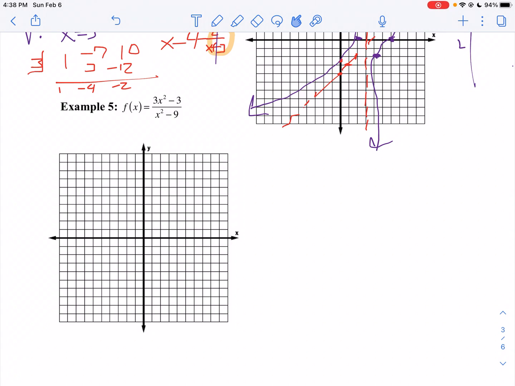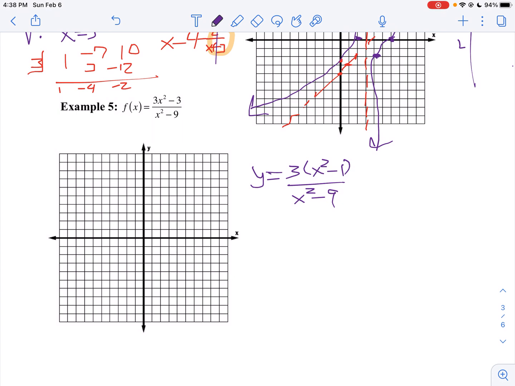Let's take a look at example 5 here together. So in example 5, first thing I want to know, can I reduce that? If I factor out a 3, I get 3 times x squared minus 1, so that's (x plus 1)(x minus 1) all over (x plus 3)(x minus 3). Nothing reduces, so I can't reduce that.